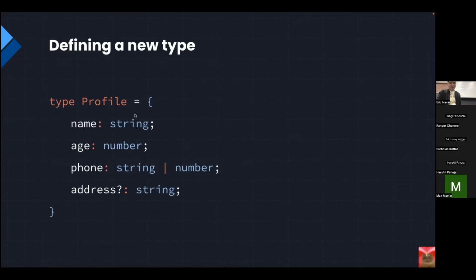Another thing that's really useful is you can define new types. So you can have a type Profile, and you can say that the name has to be a string, the age is a number, and the phone, maybe we want it to be either a string or a number. That's something that's really useful. You can have variables that can be of multiple possible types. And then the question mark here just means this attribute is optional. If we have a user and we don't know their address, then it'll just be undefined.